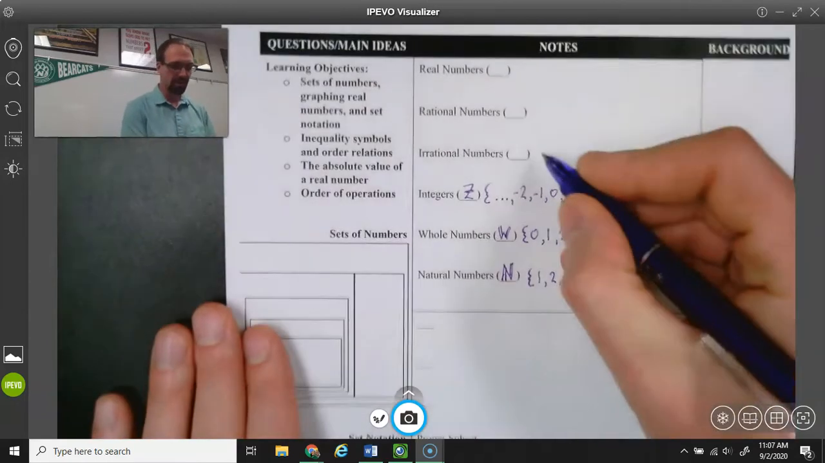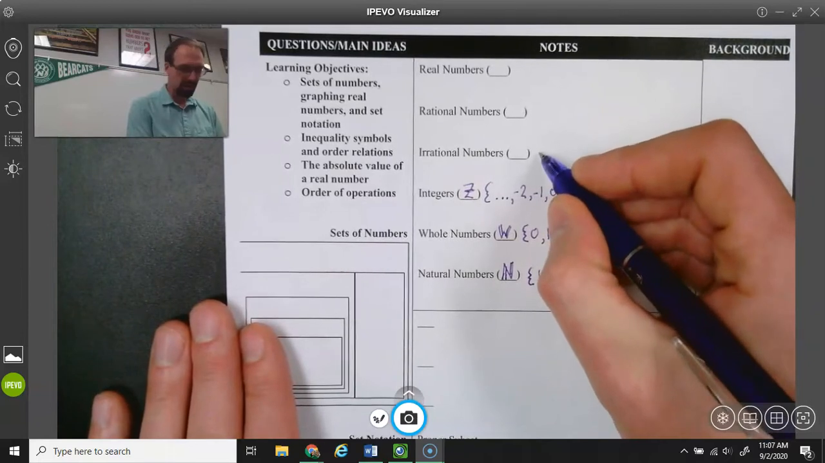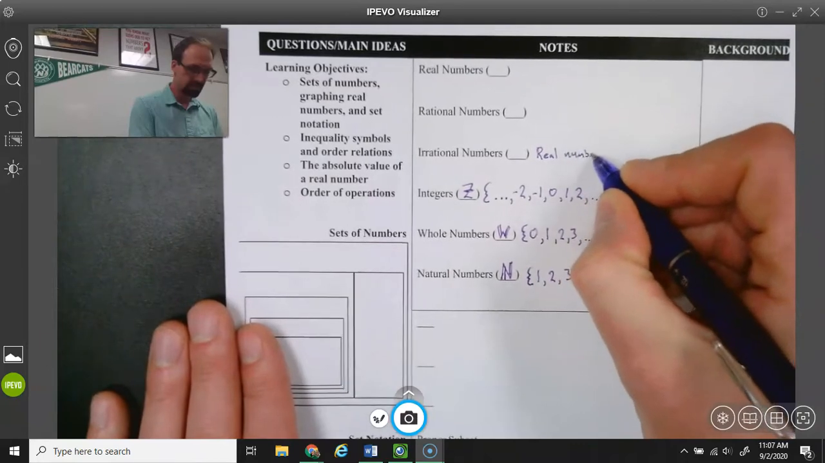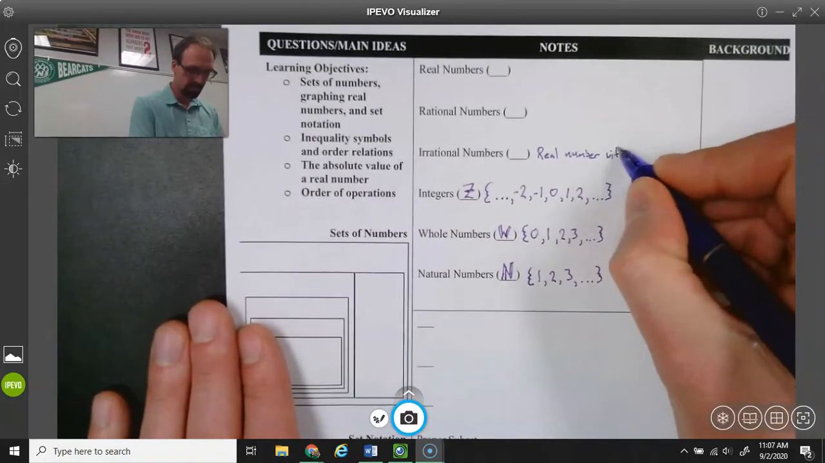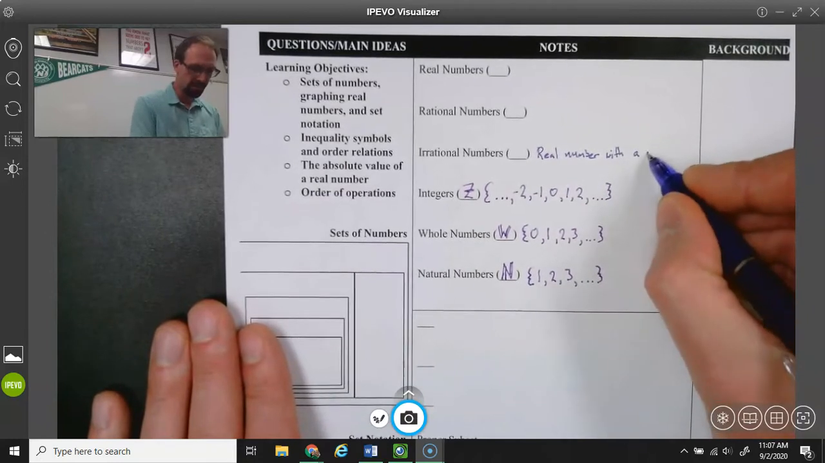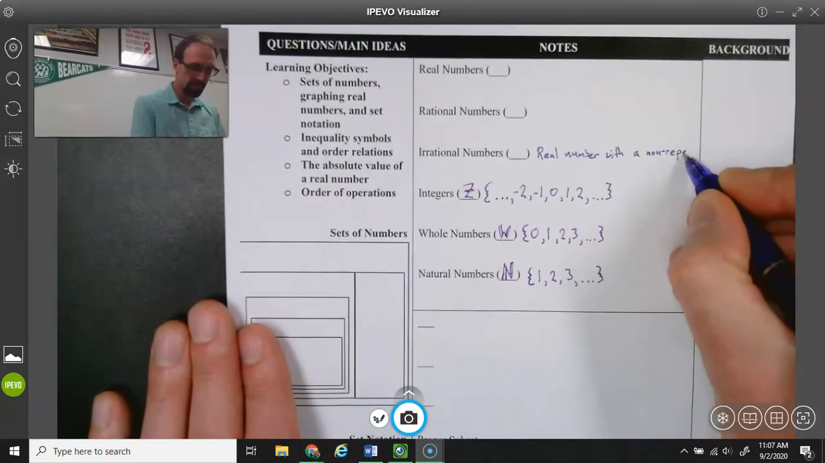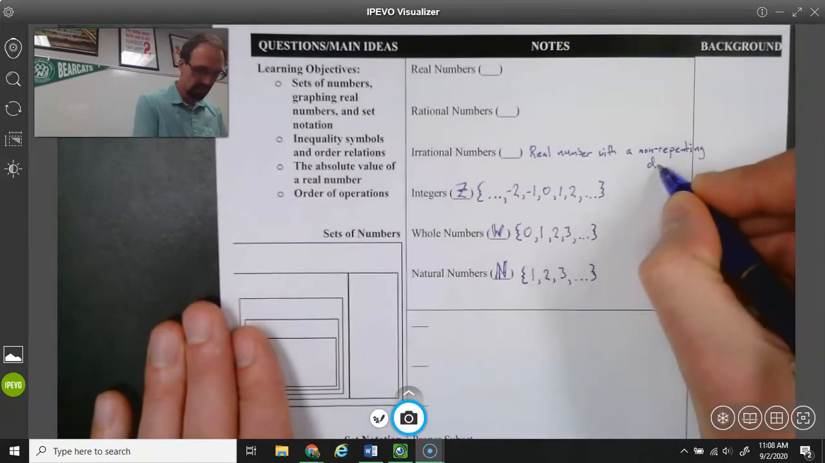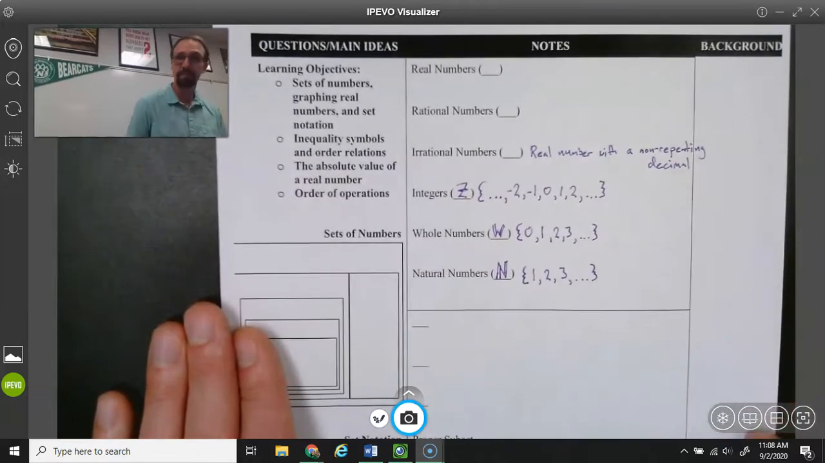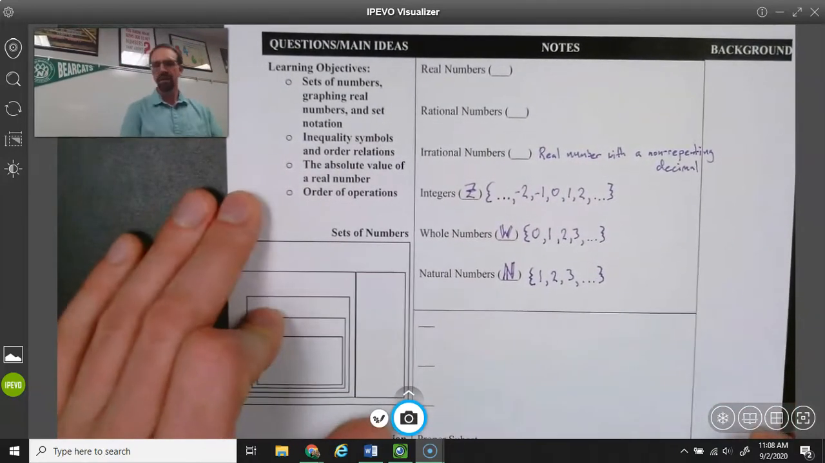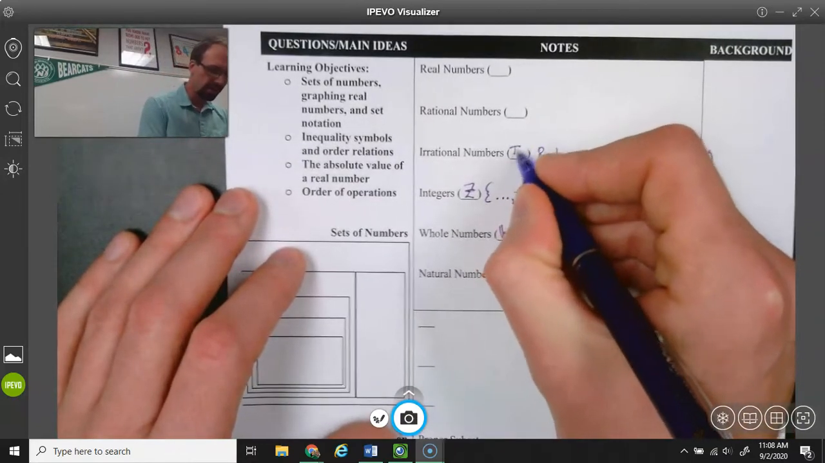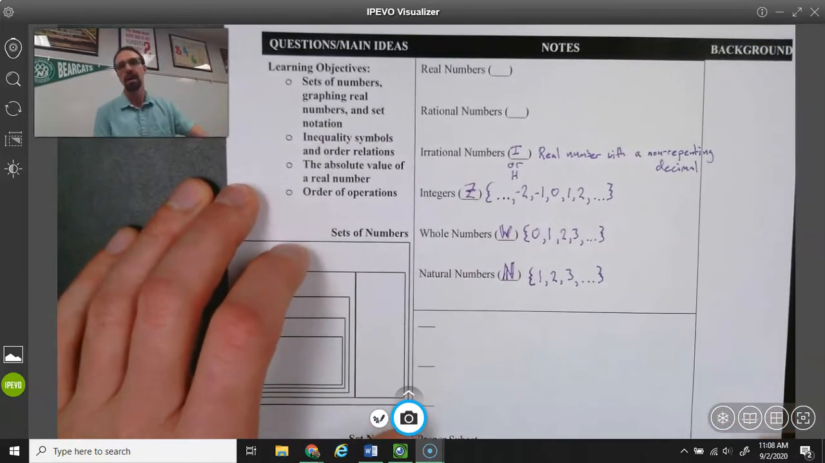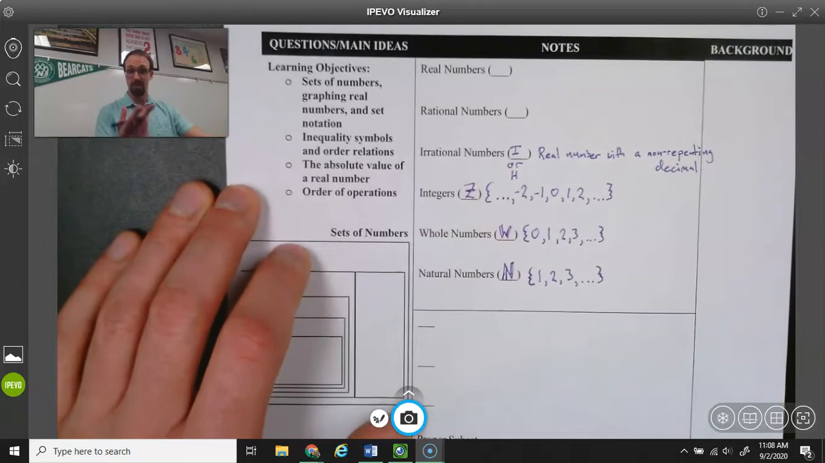So an irrational number is a real number with a non-repeating decimal. Notation for that, we either use an I for irrational, or you might see an H used as well. Again, I comes from English, H, those Germans.